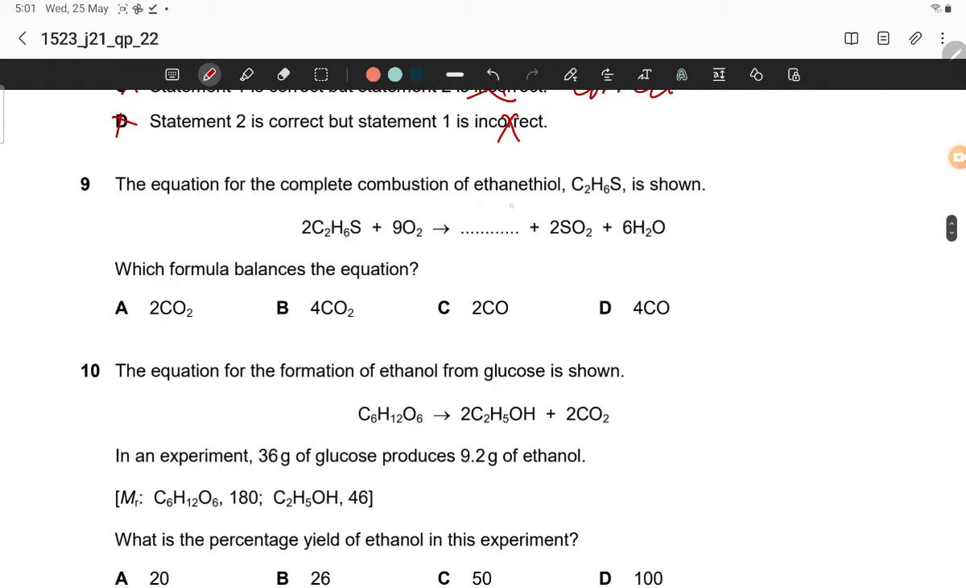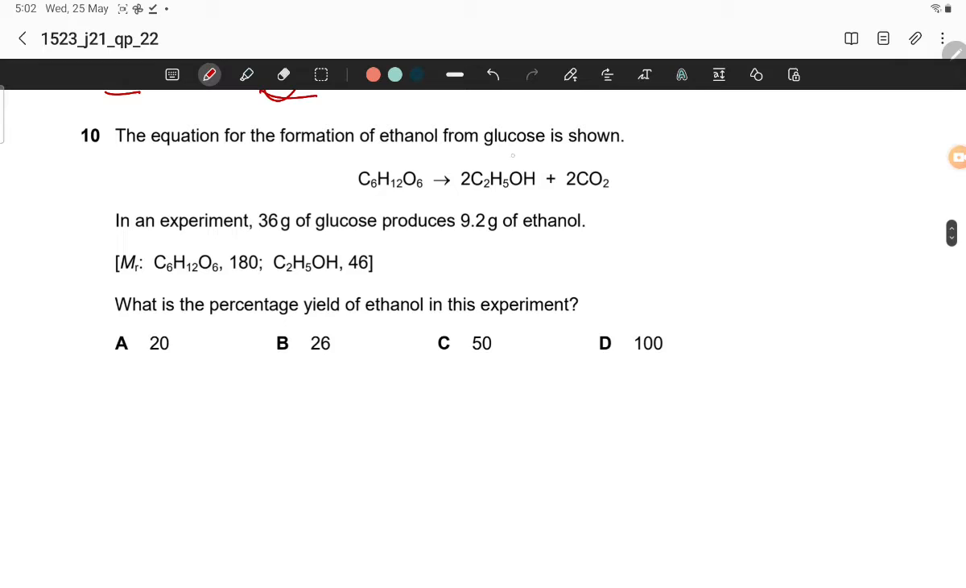The equation for the complete combustion of ethanethiol is shown: 2C2H6S plus 9O2 gives SO2 plus water. Which formula balances the equation? One is missing, and that must be carbon dioxide, and there are two options with carbon dioxide. Let's check CO2, how many carbons there are. 2 twos are 4, so 4 carbons to balance this reaction. So 4 CO2 must be correct.